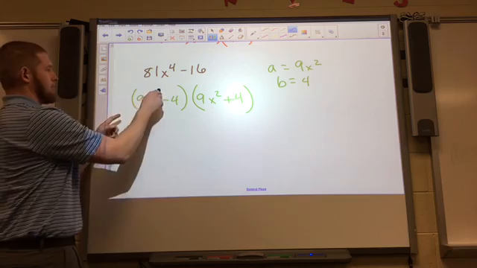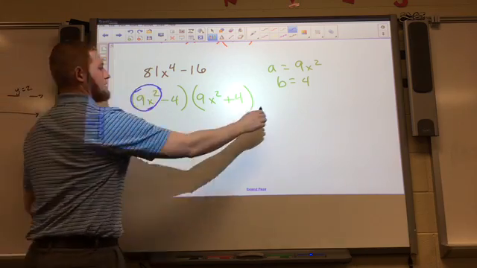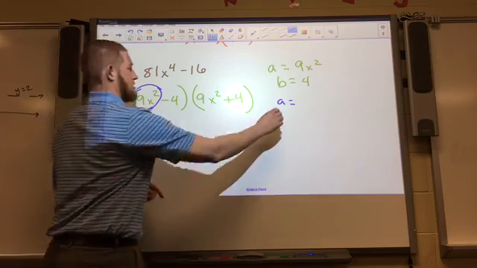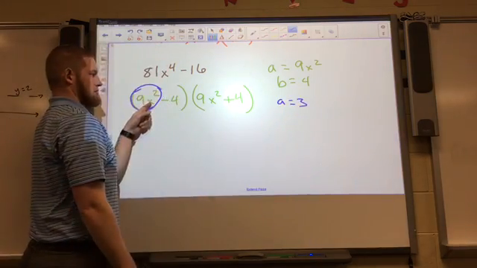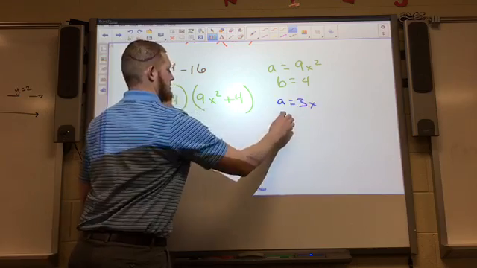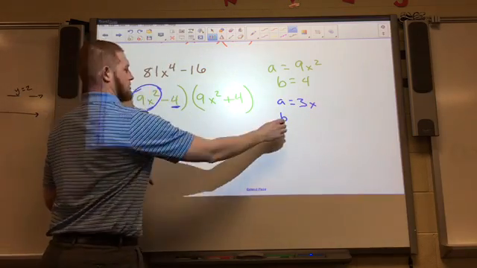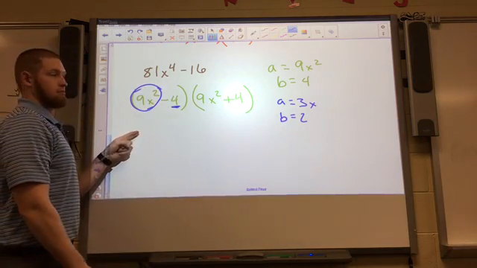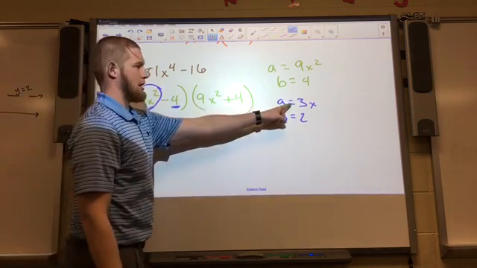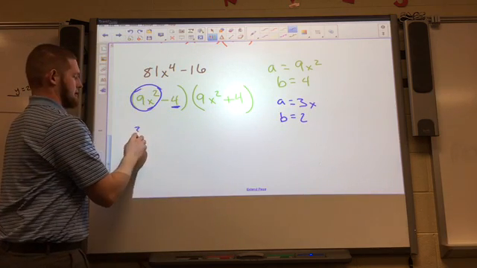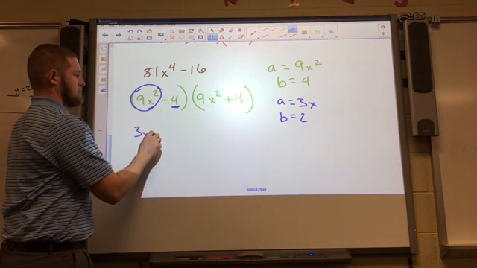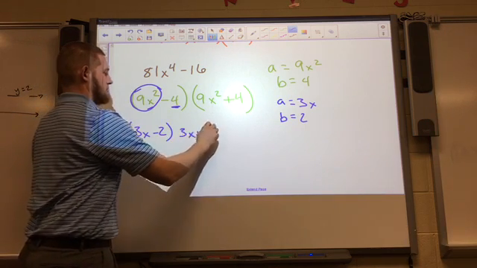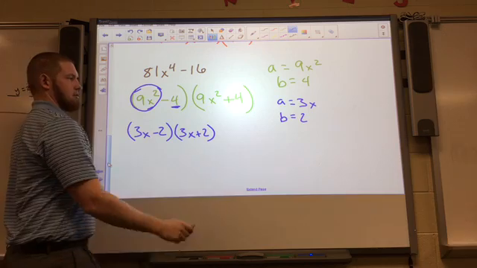Okay, let's do our a. Okay, this is going to give us our a, right? A equals what? Well, square root of 9 is 3. Square root of x squared is x. Okay, this is our b. What's b equal? 2. Now give it to me. A is, okay, 3x minus 2, 3x plus 2.